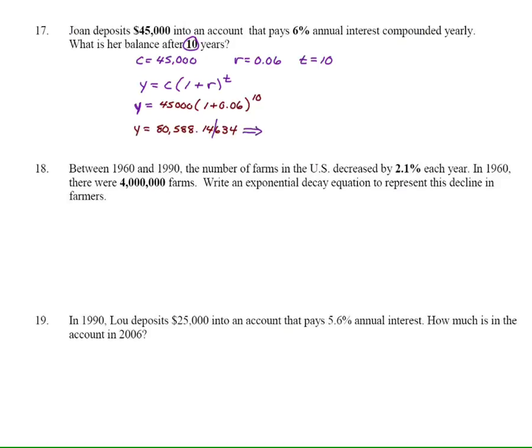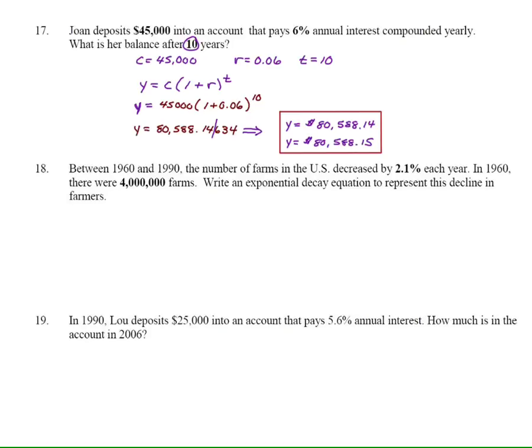And again, for the 2 answers I'd accept, you could either round it after the second decimal or truncate it. So my 2 acceptable answers would be in dollars, so put a unit on there: 80,588.14 or 80,588.15. If you think about it, $45,000 almost doubled in 10 years without doing any work. So that's essentially how exponential growth works. 6% starts to grow really fast over time.